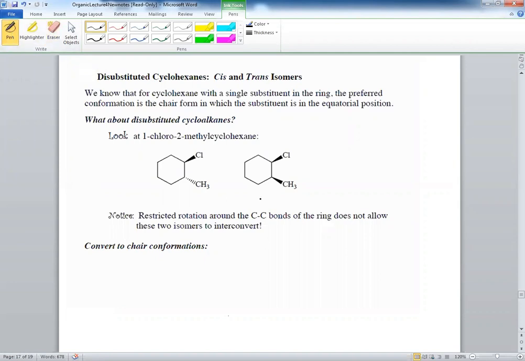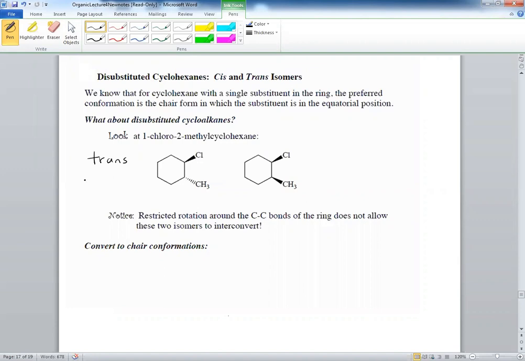which of these would have the substituents on opposite sides, and which of these would have them on the same side. You might have guessed it correctly. Yes, this is trans. And again, the reason why is because these groups are on opposite sides. This chlorine is coming out towards you, and this methyl is going away from you. That's what the hatched line means.